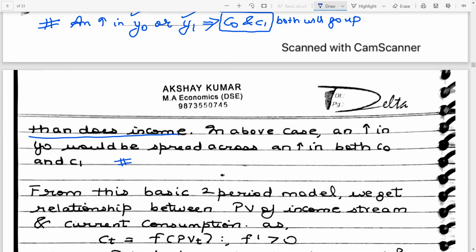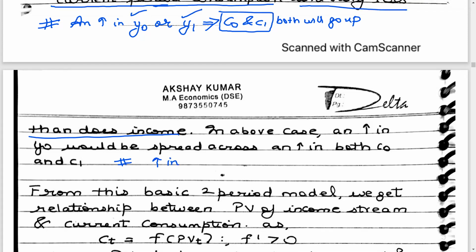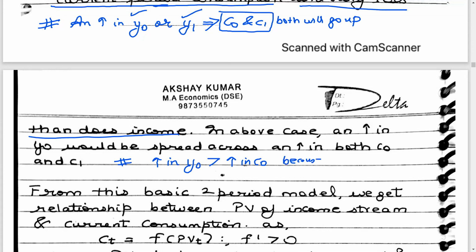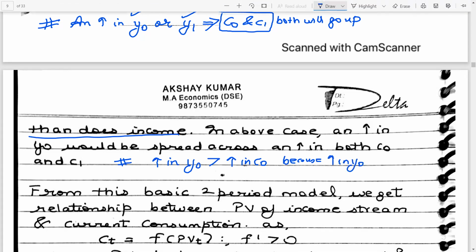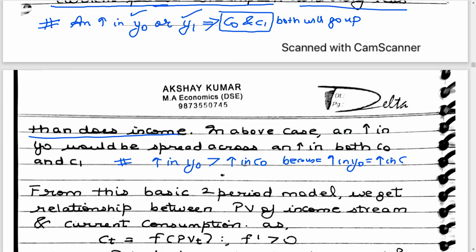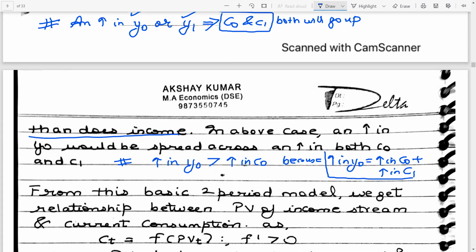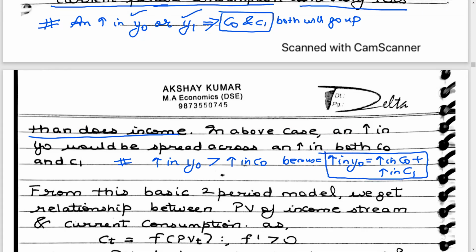That means this point is trying to tell us that an increase in the current consumption or an increase in Y0 will always be greater than the increase in C0. Why? Because the increase in Y0 will be equal to the increase in C0 plus the increase in C1. When Y0 goes up, C0 will also go up, C1 will also go up. That means I can say that the increase in Y0 is greater than the increase in C0.